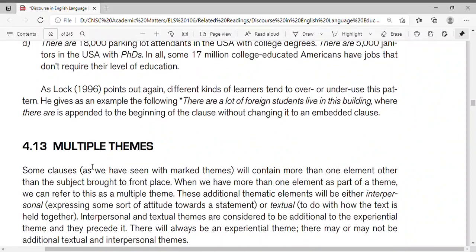With regards to the multiple themes, you were already informed about the structure of multiple themes.